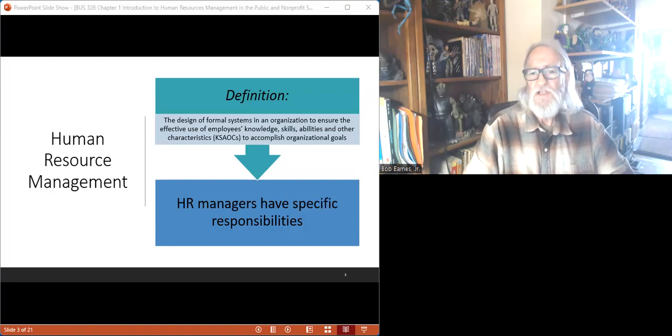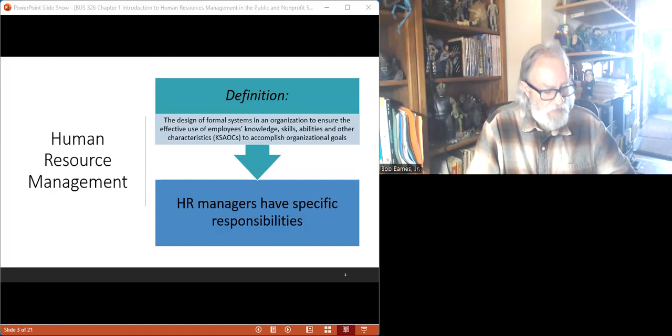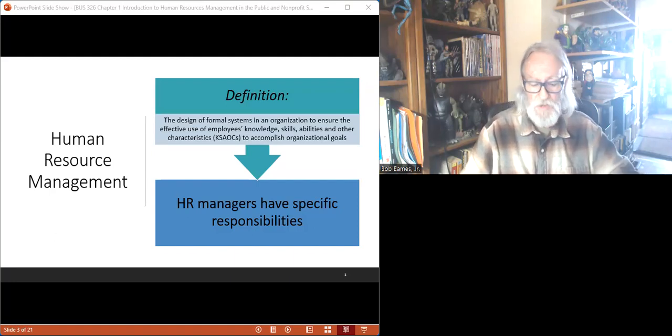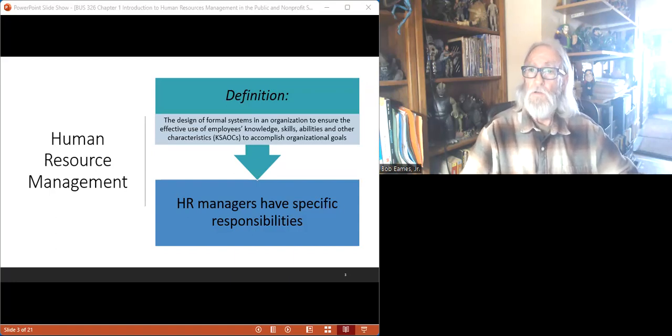This time, I'd like to make some general remarks about the human resource management function, and in particular on the three sectors of activity. You can see here the definition of human resource management, the formal system that we use in organizations to identify employees' knowledge, skills, abilities, and other characteristics, which are referred to as KSAOs. And we want to identify those characteristics in our employees because we want to accomplish our organizational goals.